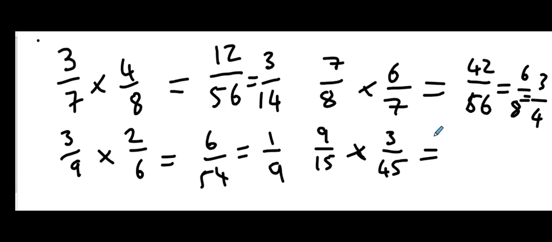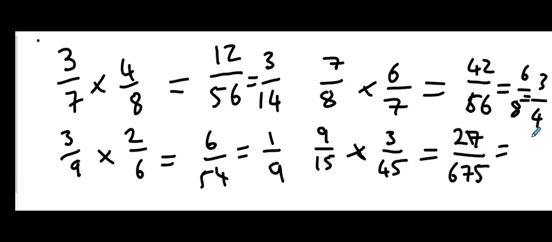Okay, our final example is 9 over 15 and 3 over 45. The numerator by numerator is 27. That's going to be over 15 times 45, which I'm only realizing now is one heck of a sum. Alright, so 10 45s gives us 450. So 5 45s gives us 225. So 225 plus 450 is 675.